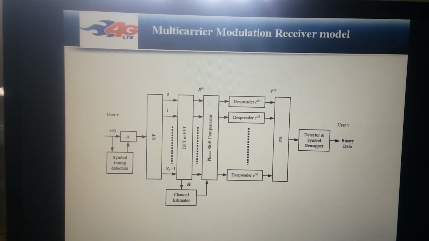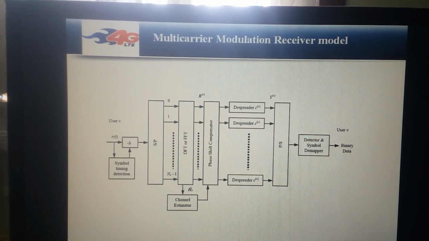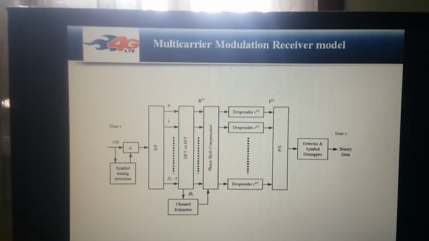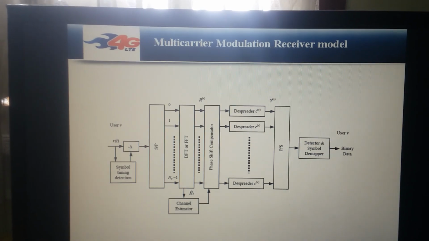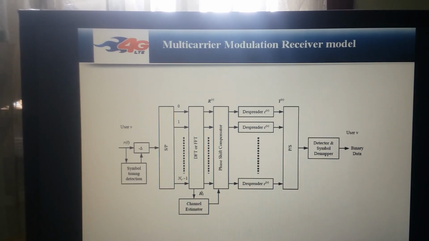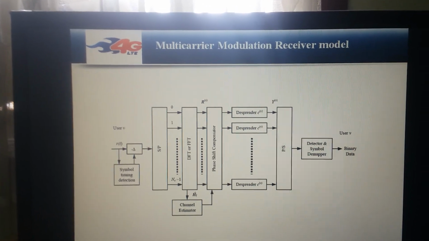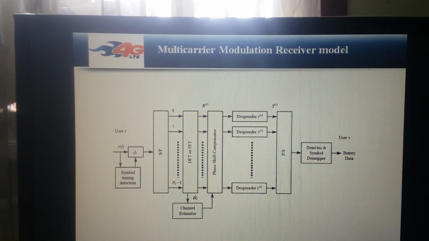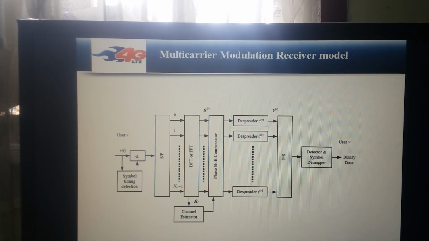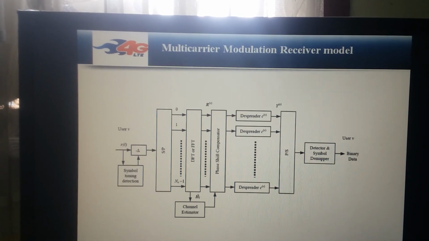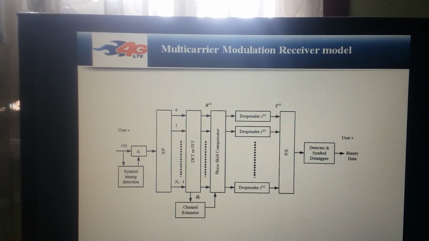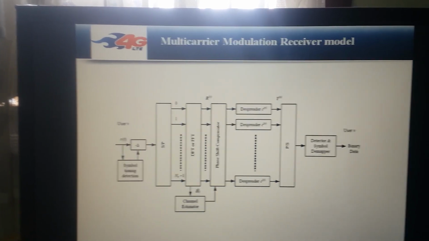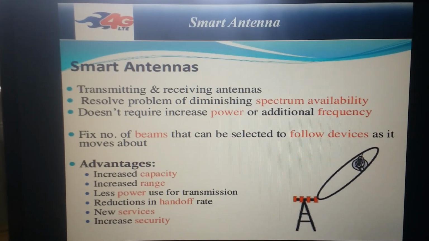The signals are taken back from the FFT and given as input to the phase shift compensator, where the phases of the individual multi-carriers, which may vary, will be compensated in this block. It is then given as input to the despreader, and the despreader splits the code from the data and gives it to the parallel to serial converter, where the data is converted into serial form. The detector and symbol demapper are used for taking the binary data out.